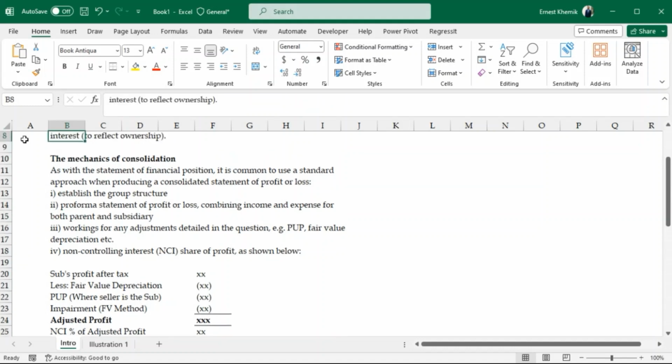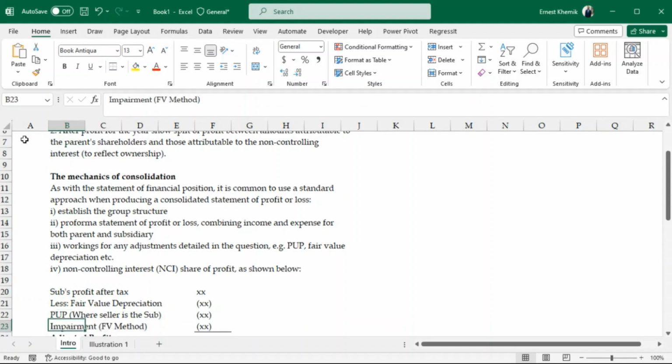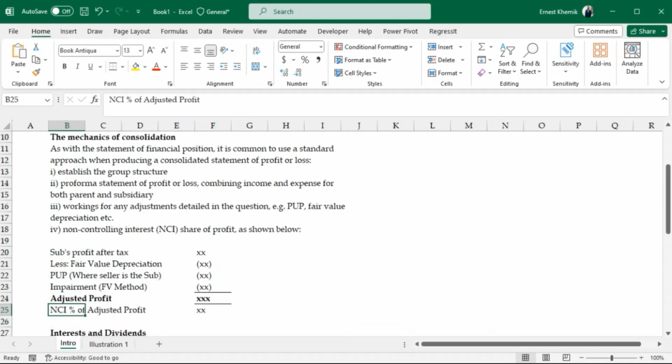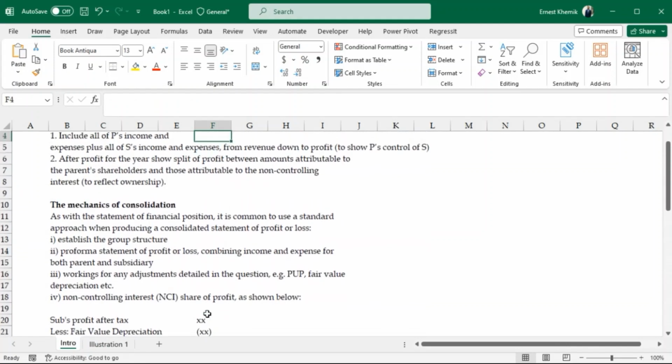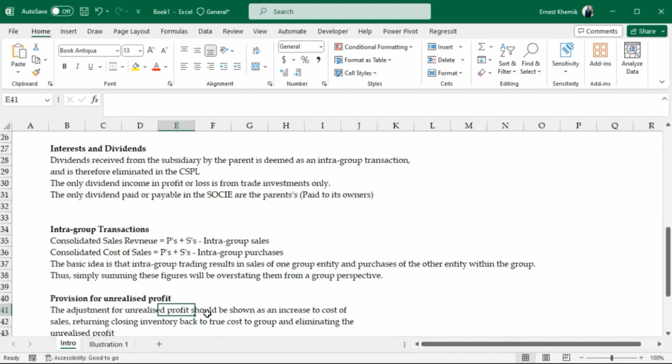And that is the reason why we are having the split here. This amount that we get here, the percentage amount, is the amount we are going to use for the splitting between the parent's profit for the year as well as the non-controlling interest for the year. Alright, so that is that for the mechanics.